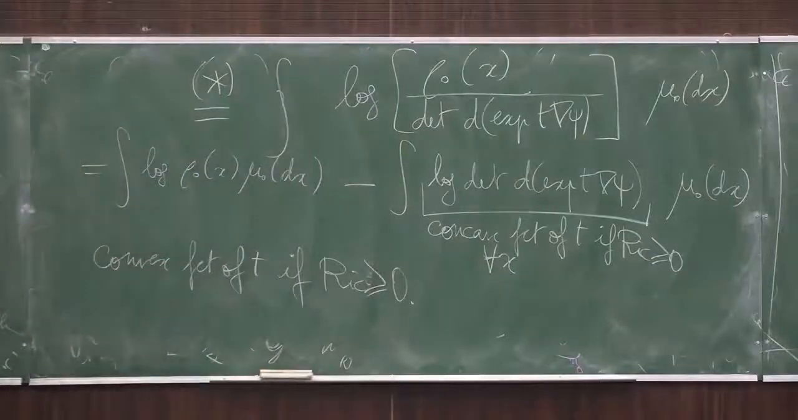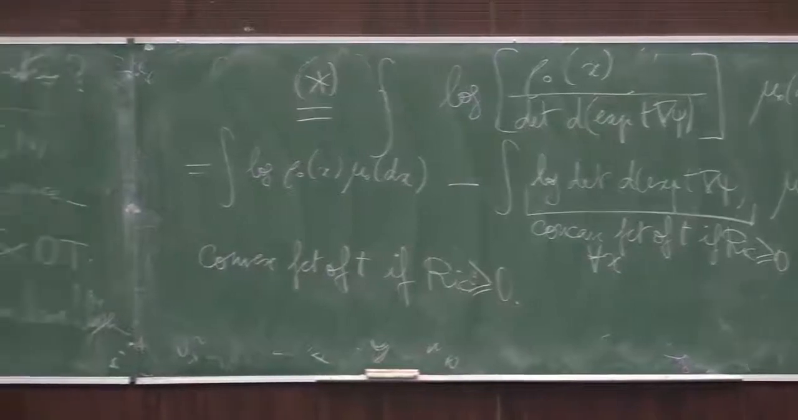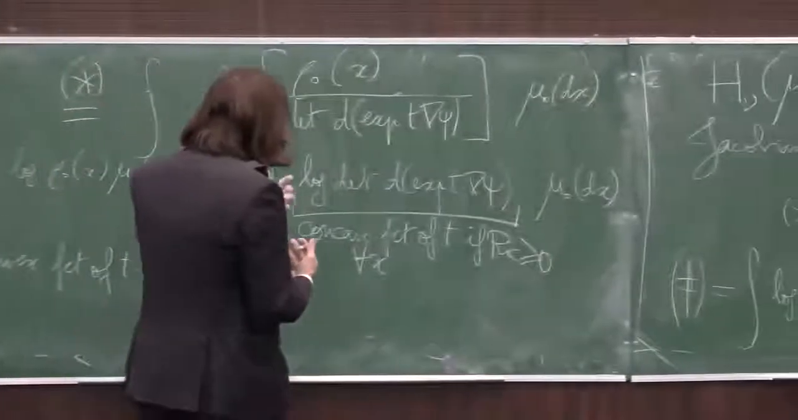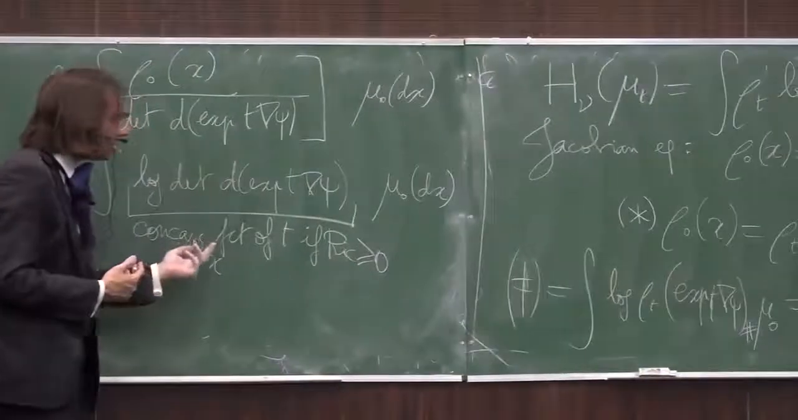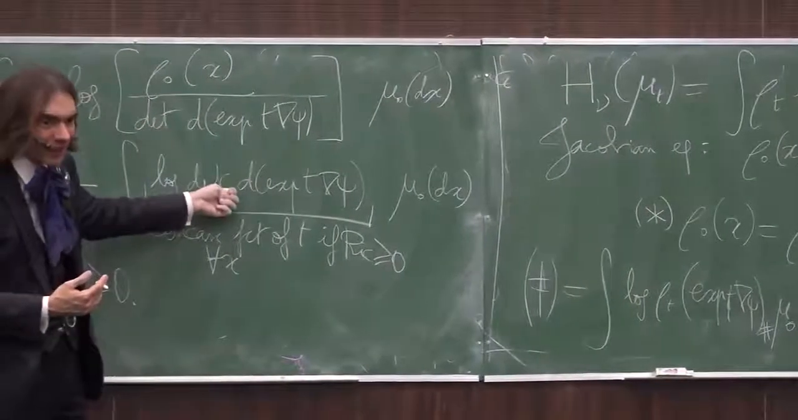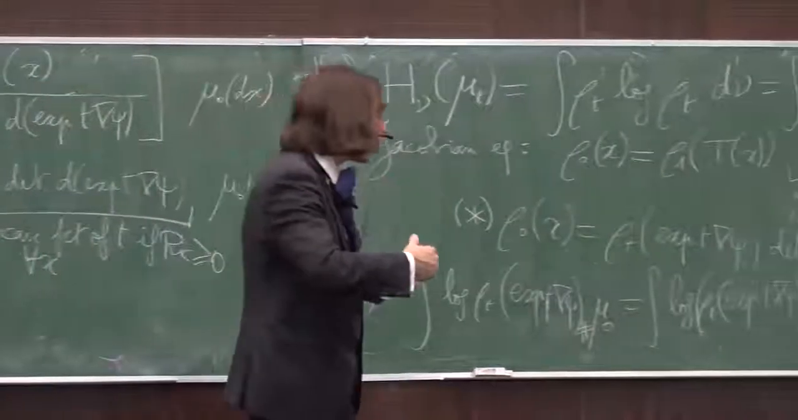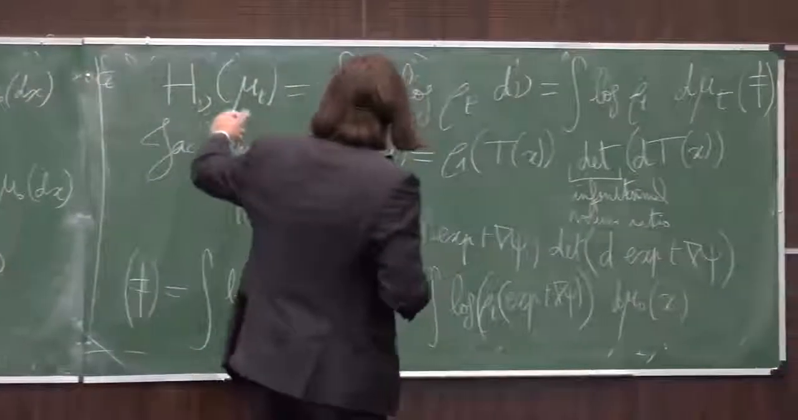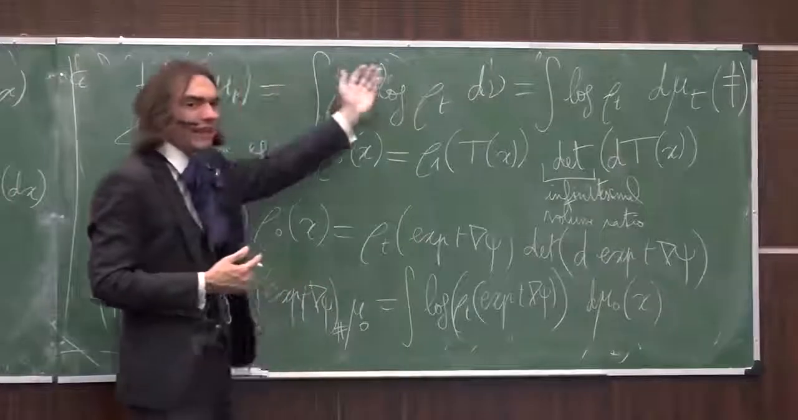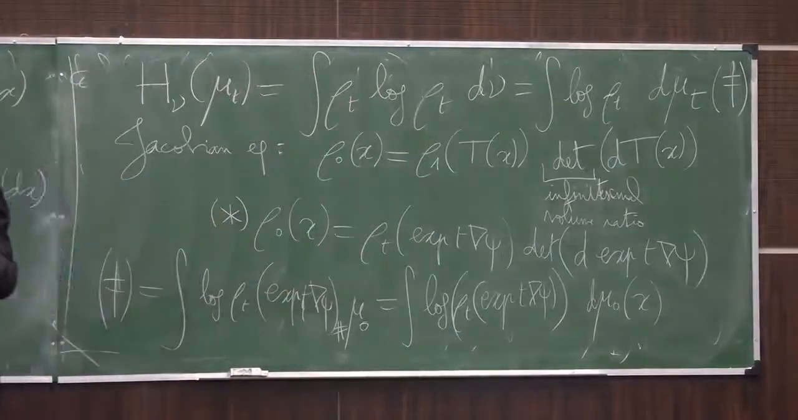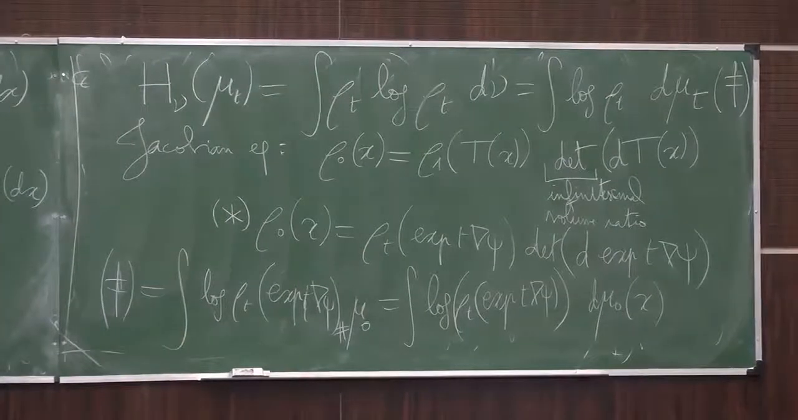And here we see the link. We see exactly the link, and we see that this property of concavity, log concavity of the Jacobian determinant, which was something infinitesimal, is now integrated into a global property, which is that this functional, which is an integral functional, is convex as a function of t along the geodesics of optimal transport.